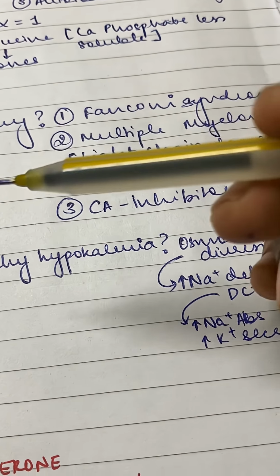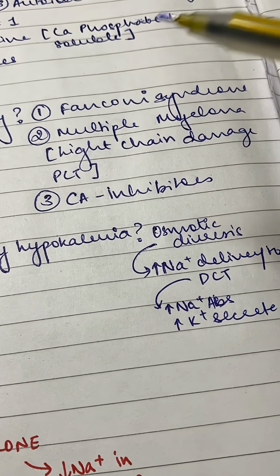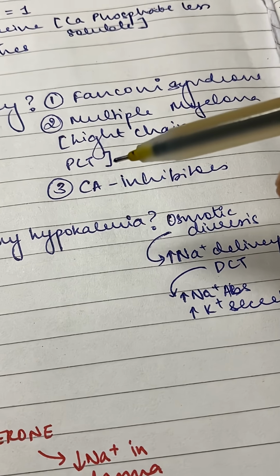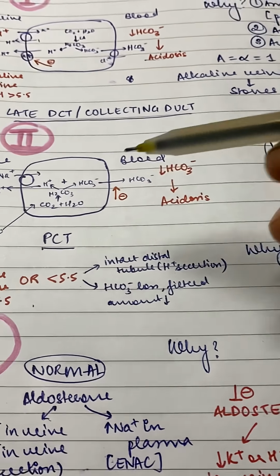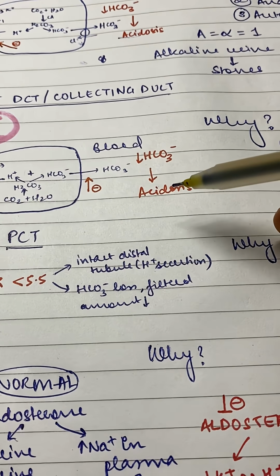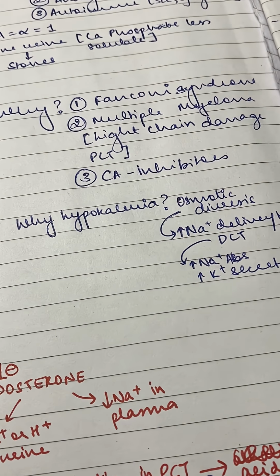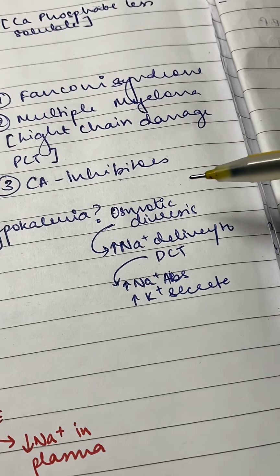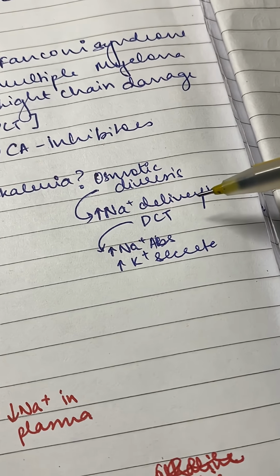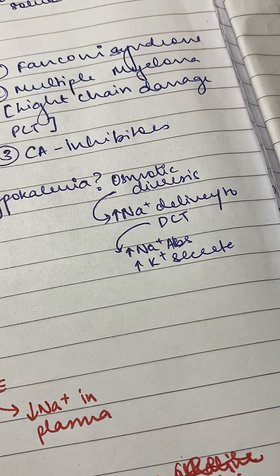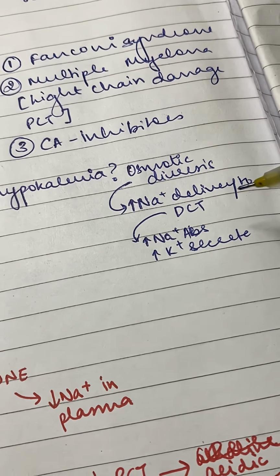Causes of these are everything affecting the PCT. Fanconi syndrome affects the PCT. Multiple myeloma, so the light chains of the gamma globulins can damage the proximal convoluted tubule. Obviously, carbonic anhydrase inhibitors will prevent the reabsorption of bicarbonate. Now, why is there hypokalemia in this case? Excessive loss of bicarbonate causes osmotic diuresis, so there's increased sodium delivery to the distal convoluted tubule, and that causes sodium reabsorption and potassium secretion.